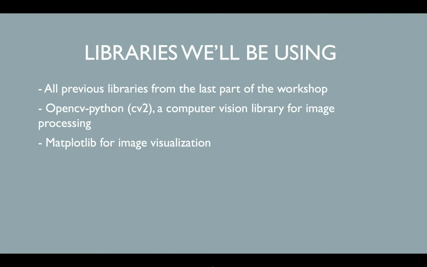All previous libraries from the last part of the workshop are going to be used, but we're also going to be introducing two new libraries. The first one is OpenCV Python, which is a computer vision library for image processing. The second is Matplotlib, which just helps us visualize our images.